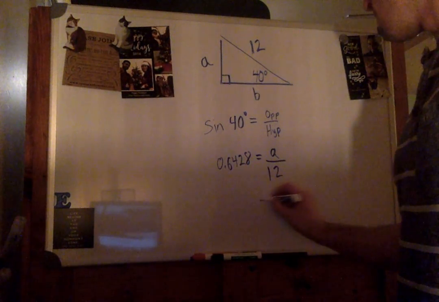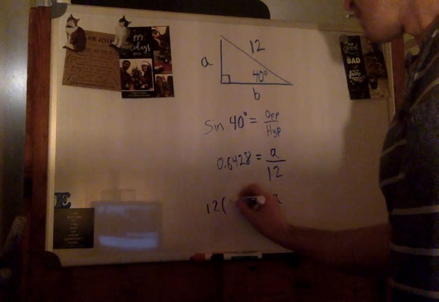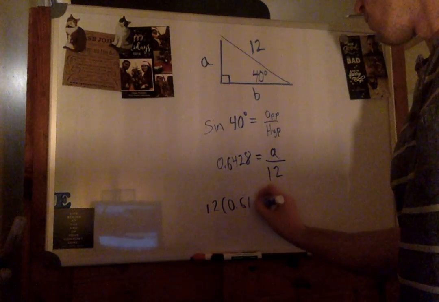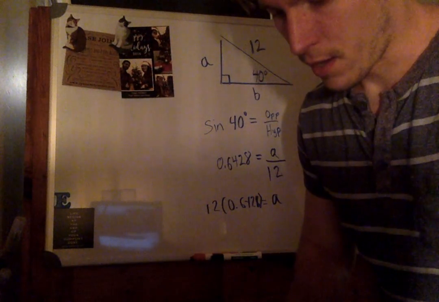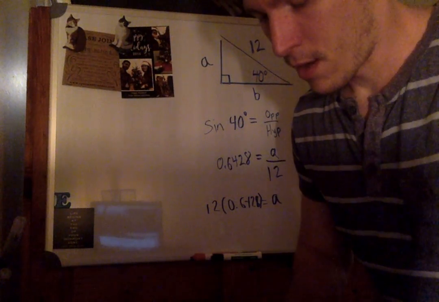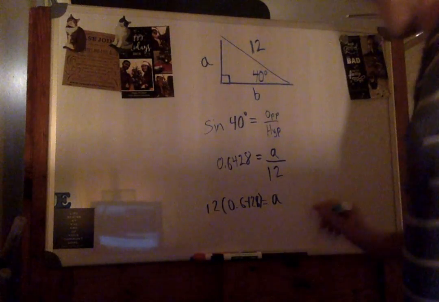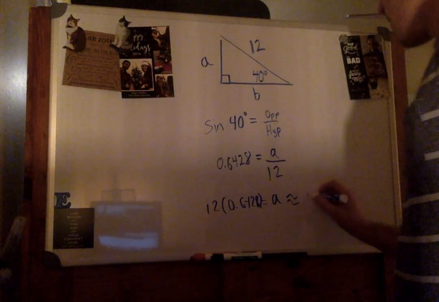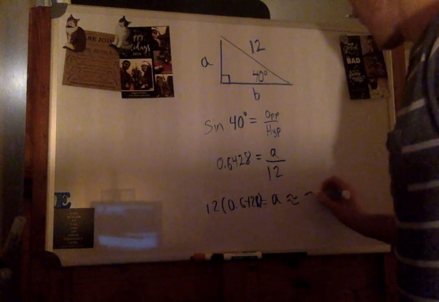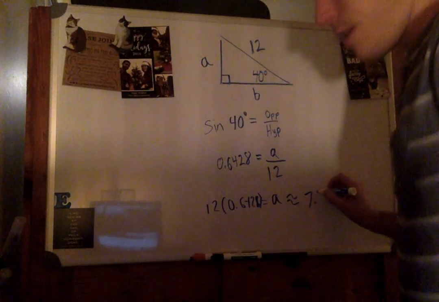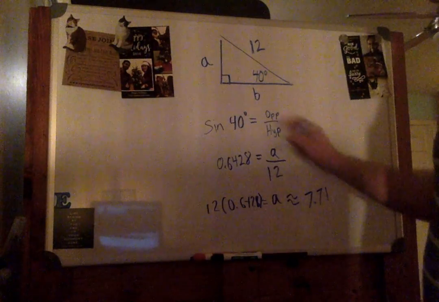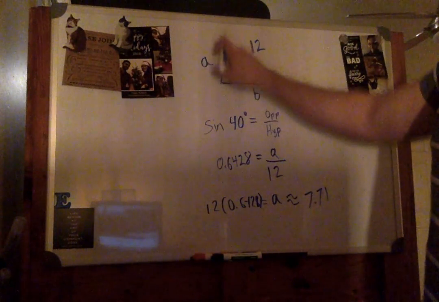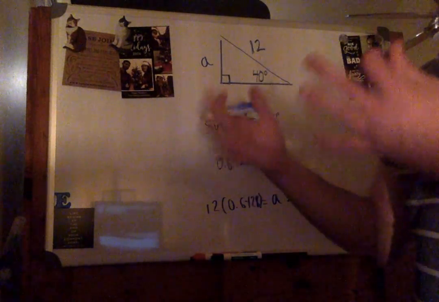So a should be equal to 12 times this decimal, 0.6428. So in my calculator, I'm going to multiply that by 12. And I get that a is about equal to 7.71, which makes sense. This looks a little bit shorter than 12, so that's a reasonable distance.